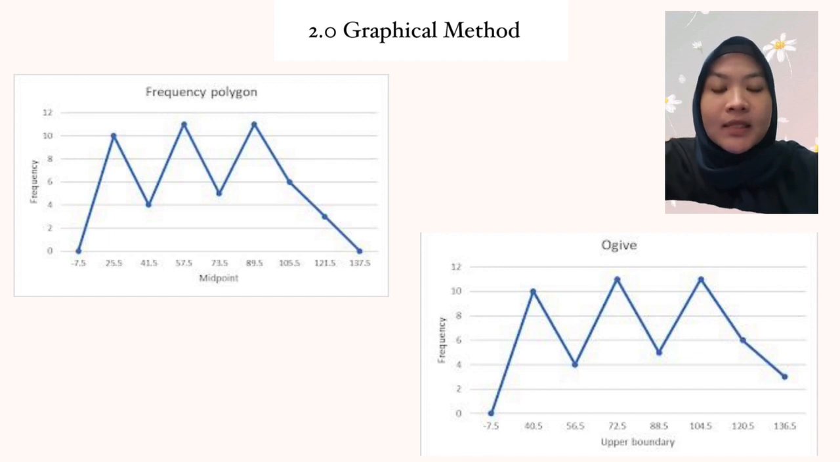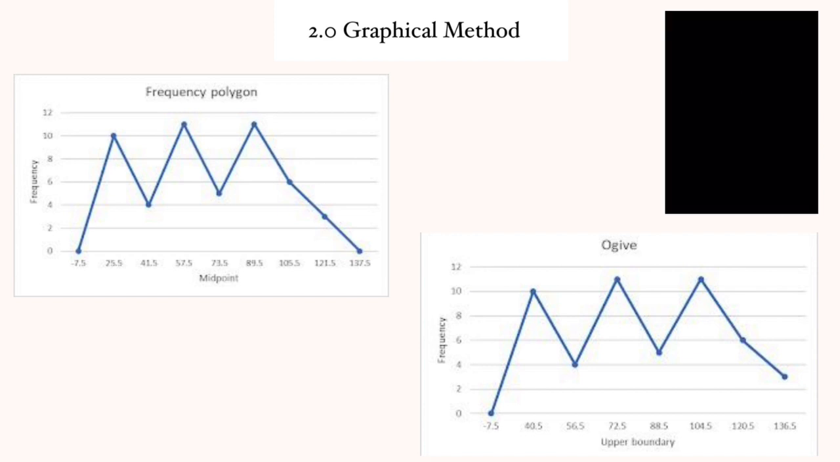For the graphical method, we use the frequency polygon. For the x-values, we use the midpoint to calculate it. We need to add the upper and lower boundaries and divide the answer by 2. For the second graph, from the previous slide we already found the midpoint and cumulative frequency. So we use cumulative frequency and midpoint for the plot of the graph. That is why the y-axis is cumulative frequency, while the x-axis is from the midpoint.